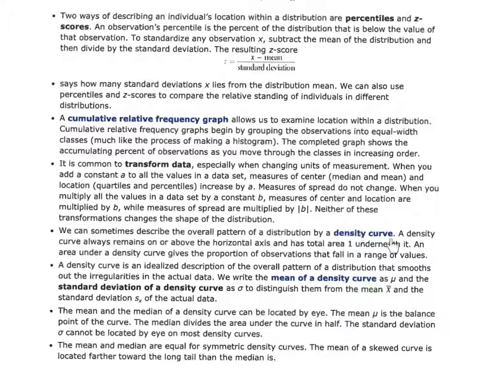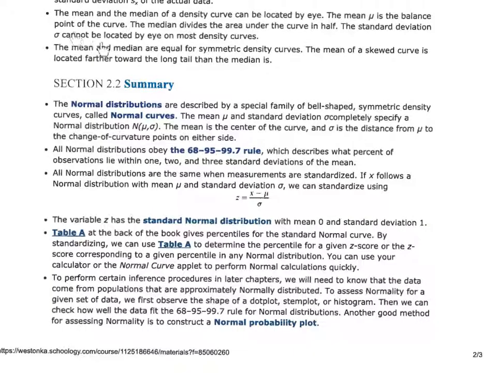A density curve is really just another name for our particular normal curve. There are other density curves out there. This point here is actually really important, that the mean and median are equal or close to being equal if you have a symmetric density curve.